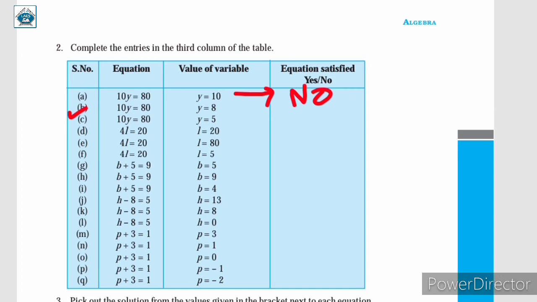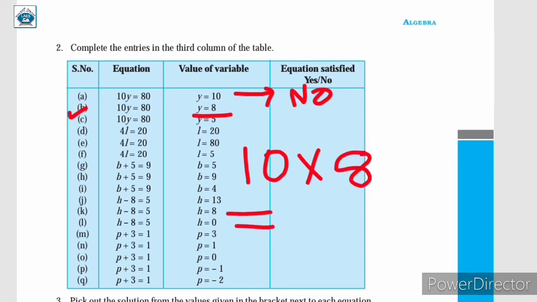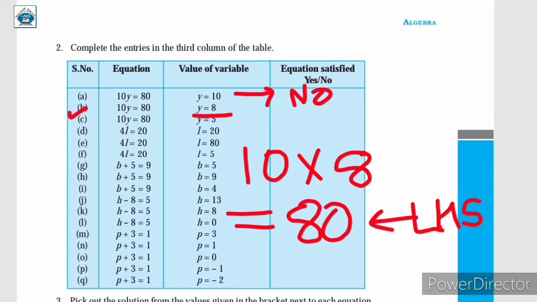लेकिन यहाँ पे y की value कौन सी दी है? The value of the variable y is equal to 8. So once again when we substitute this value we get 10 multiplied by 8 which is equal to 80. So here what we got, this is the left hand side LHS, and when you have a look at the RHS it is again 80.